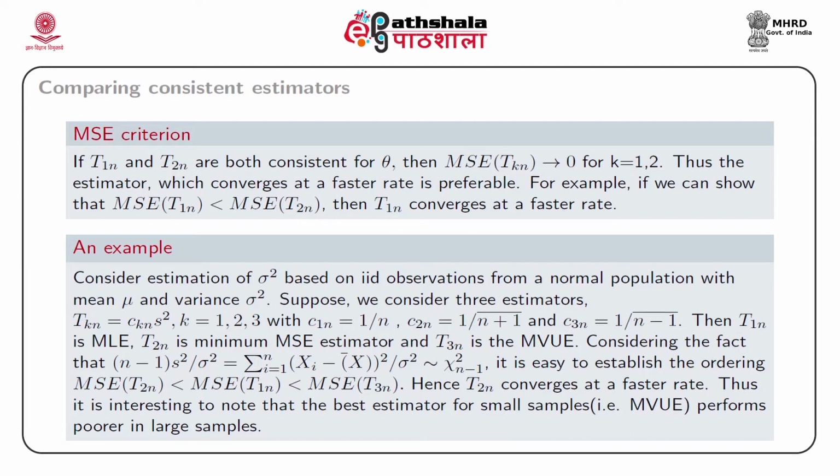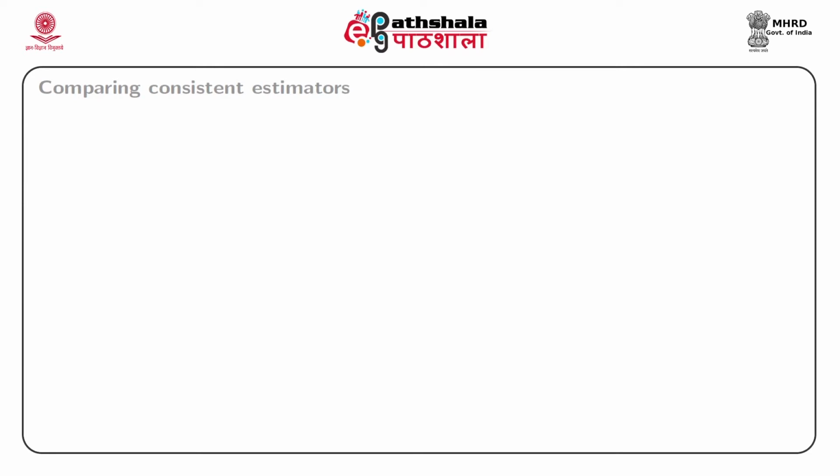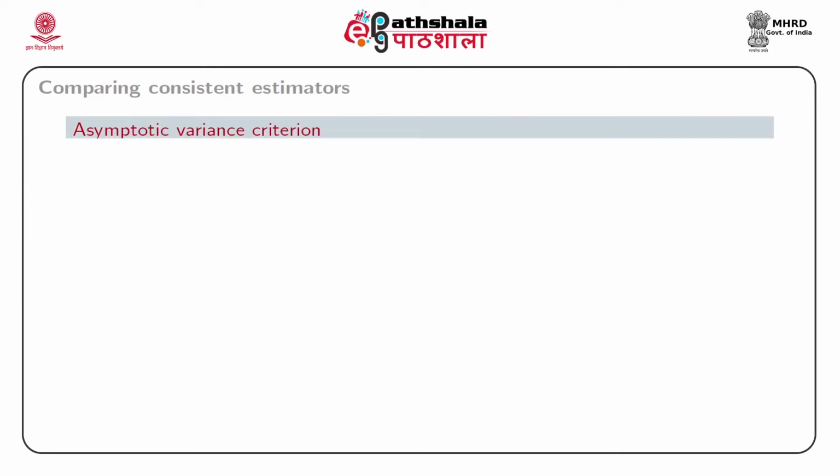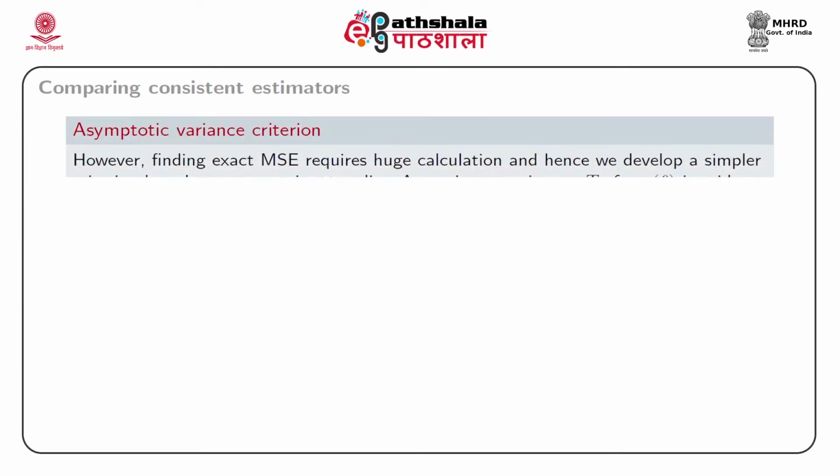Thus, it is interesting to note at this point that the best estimator for small samples, that is, best means minimum variance unbiased estimator, performs poorer in large samples. So next we consider another criterion for comparing estimators, that is the asymptotic variance criterion.